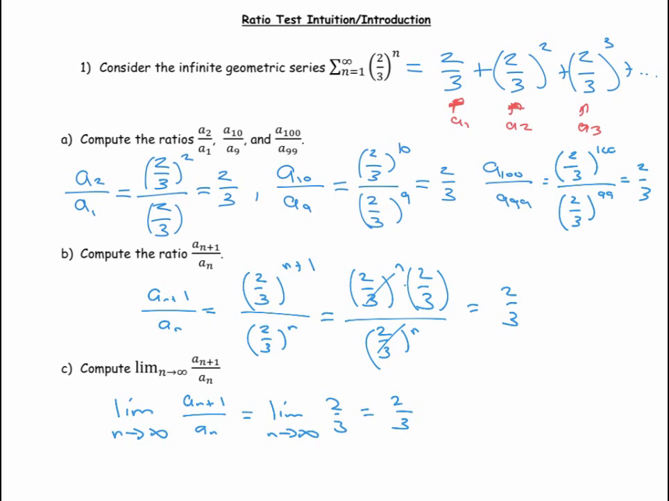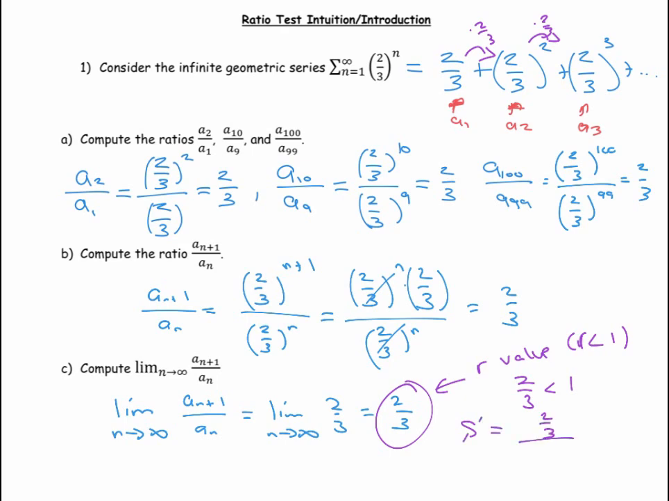By the way, you should note that this 2/3 is the r value of our geometric sequence. If you think about what you have to multiply by every time to get to the next term, we're just multiplying by 2/3. So that's our r value. We also know that it's less than 1. That's a key point. Since it's less than 1, we know that the series converges. And we actually have a formula for it: the first term divided by 1 minus the common ratio, which is 2/3 over 1/3, which is equal to 2.